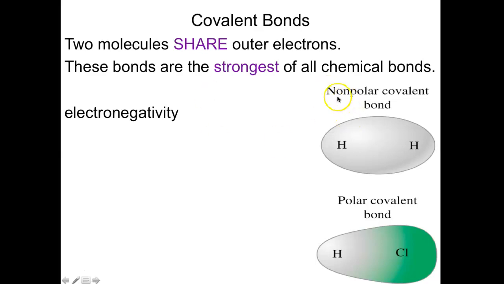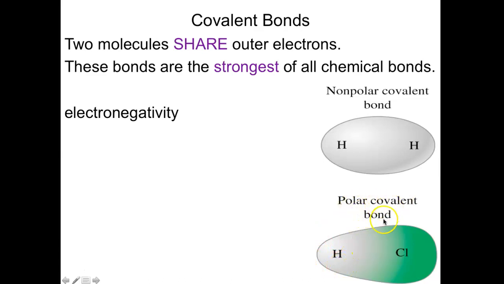So a non-polar covalent bond, you can see here, is equal sharing. If the electrons are spending the same amount of time around these two atoms, then you can see the cloud of electrons is very even and equal. That's called a non-polar covalent bond. Now, a polar covalent bond is unequal sharing. You can see chlorine here is a little bit larger. It's getting more of those electrons around it more often, and the hydrogen gets some, but not all the time.